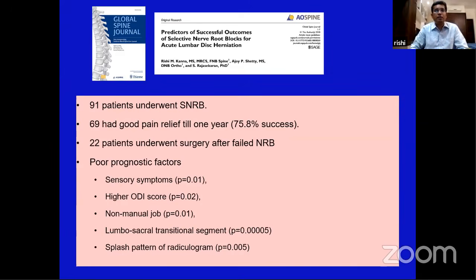So this was like a paradox. Patients who were in a manual job went back to their manual job after the root block and they didn't undergo a surgery. Whereas those who are in a white collar job typically required a surgery, and in these patients, for unknown reasons, the root block didn't work. The factor which we found with very high significance was presence of a lumbosacral transitional segment at the level of the herniation. These are the patients who had a very poor result with selective nerve root block and they ultimately required surgery. The last thing I have written is a splash pattern of radiculogram.